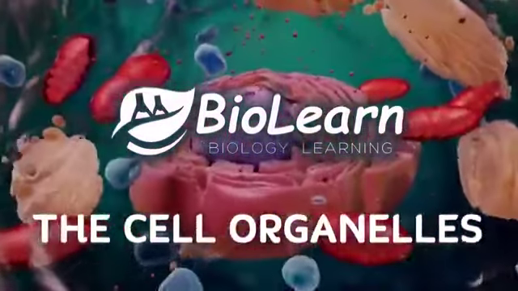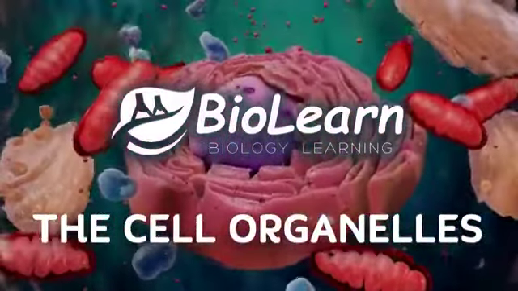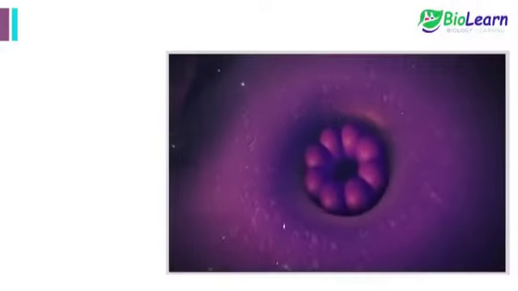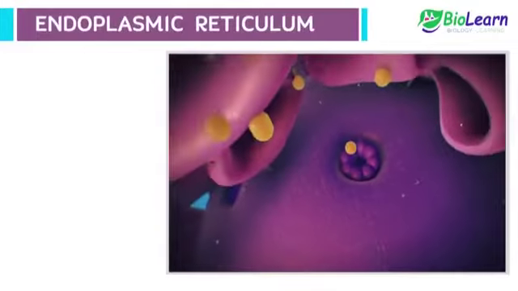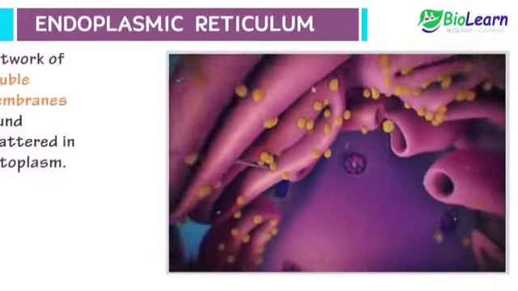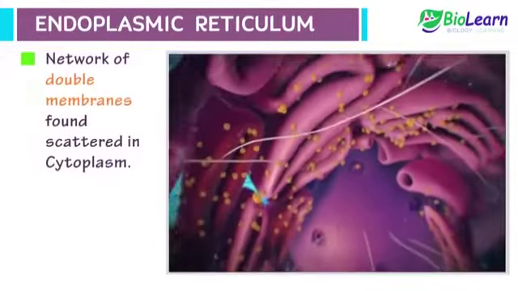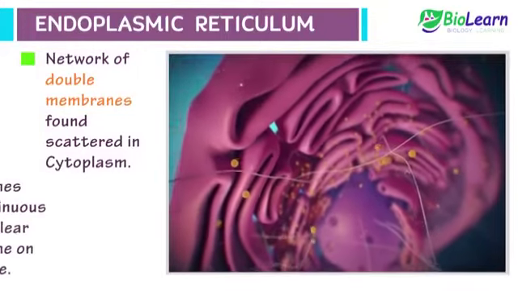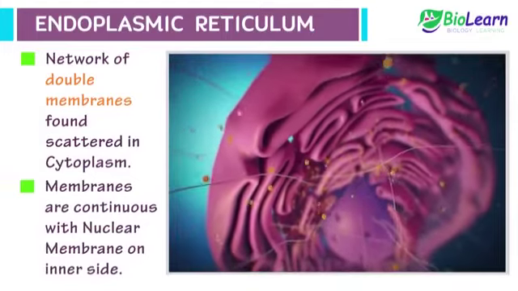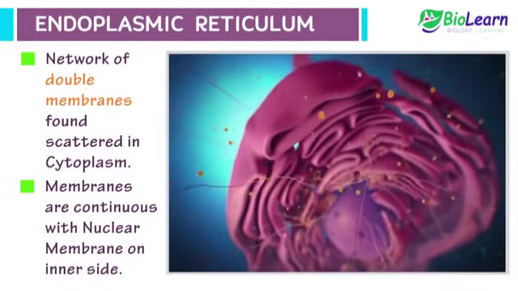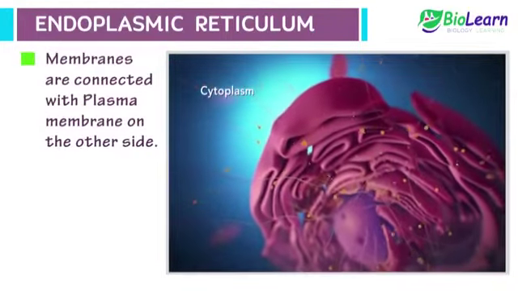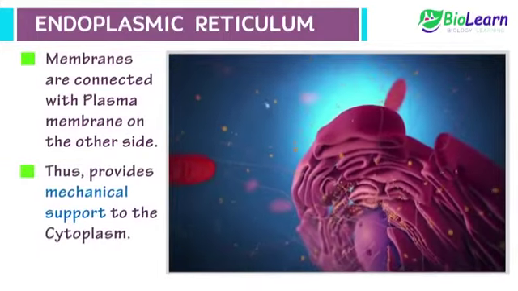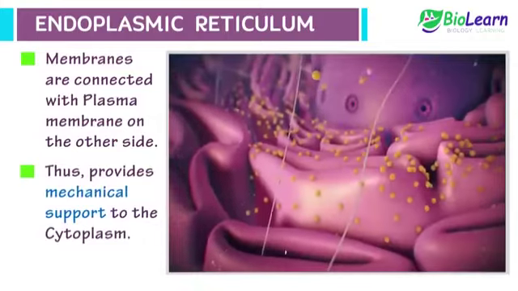In the previous video, we have learned that cell organelles are present in the cytoplasm and carry out specific functions. Let us begin with endoplasmic reticulum. The endoplasmic reticulum is a network of double membranes found scattered in the cytoplasm. These membranes are continuous with the nuclear membrane on the inner side and connected with the plasma membrane on the other side. The endoplasmic reticulum provides mechanical support to the cytoplasm.